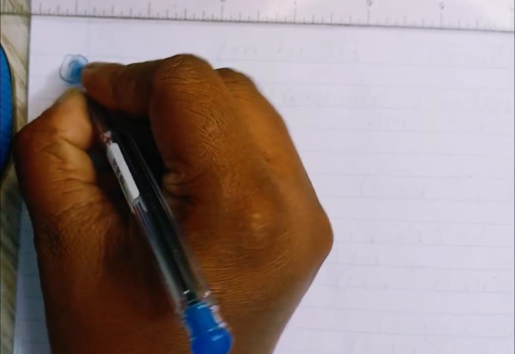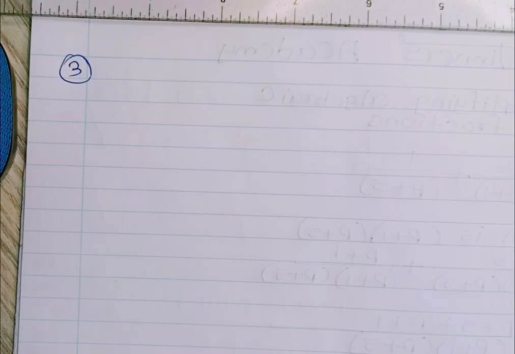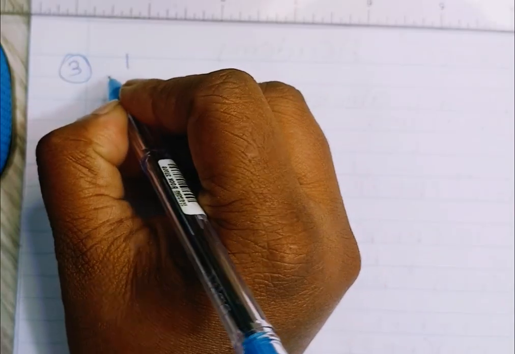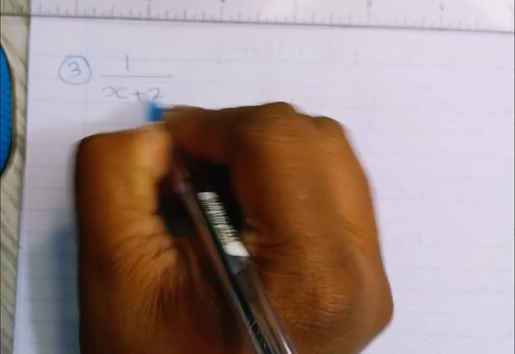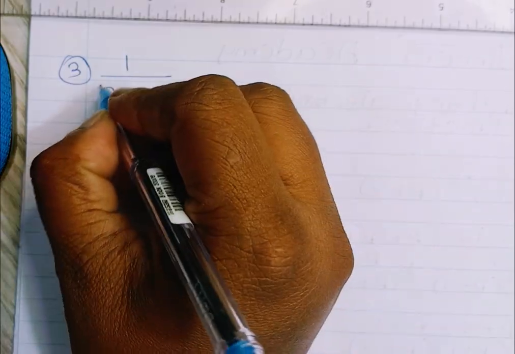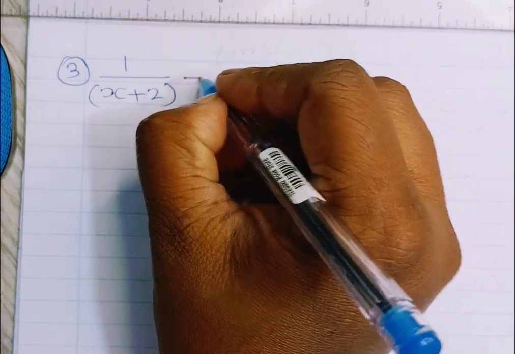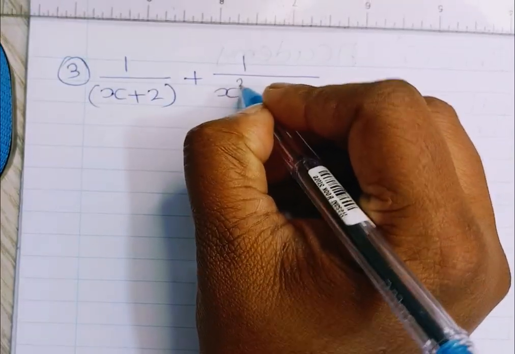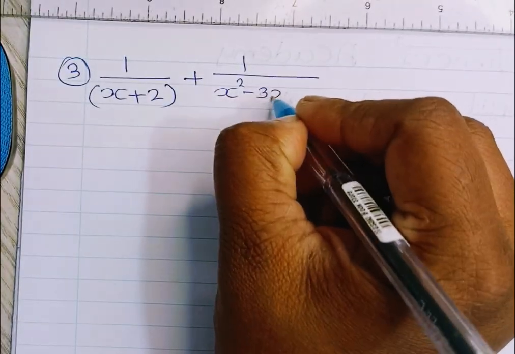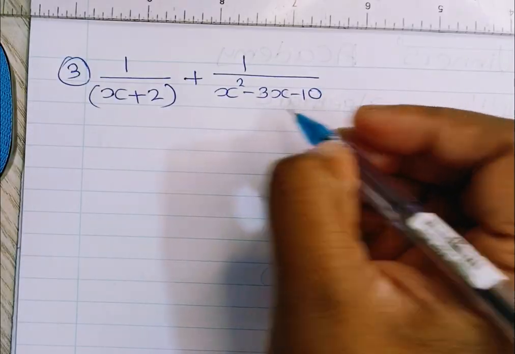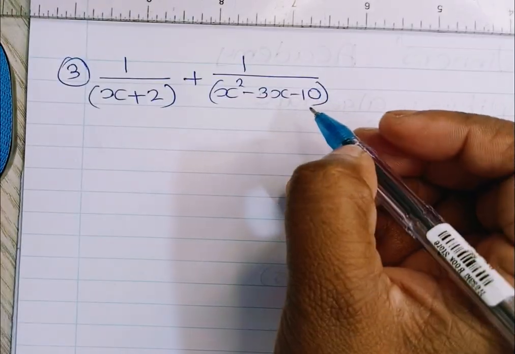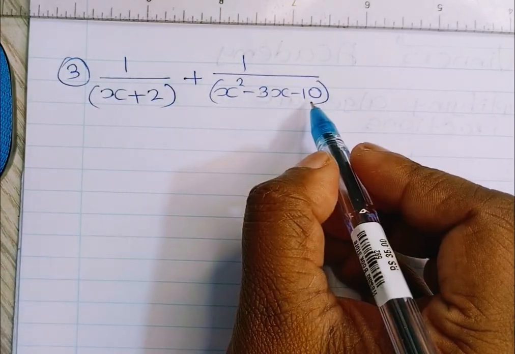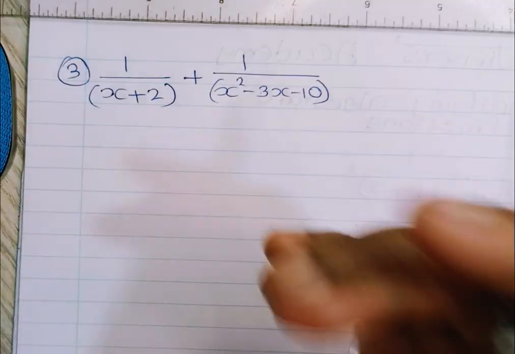Okay, so we can go for the third example. In the third example, we can go like here: 1 over x plus 2, plus 1 over x squared minus 3x minus 10. So this one also I am writing within the brackets. You can see that this is a linear factor, but this is a quadratic expression, so it's better to factorize properly.